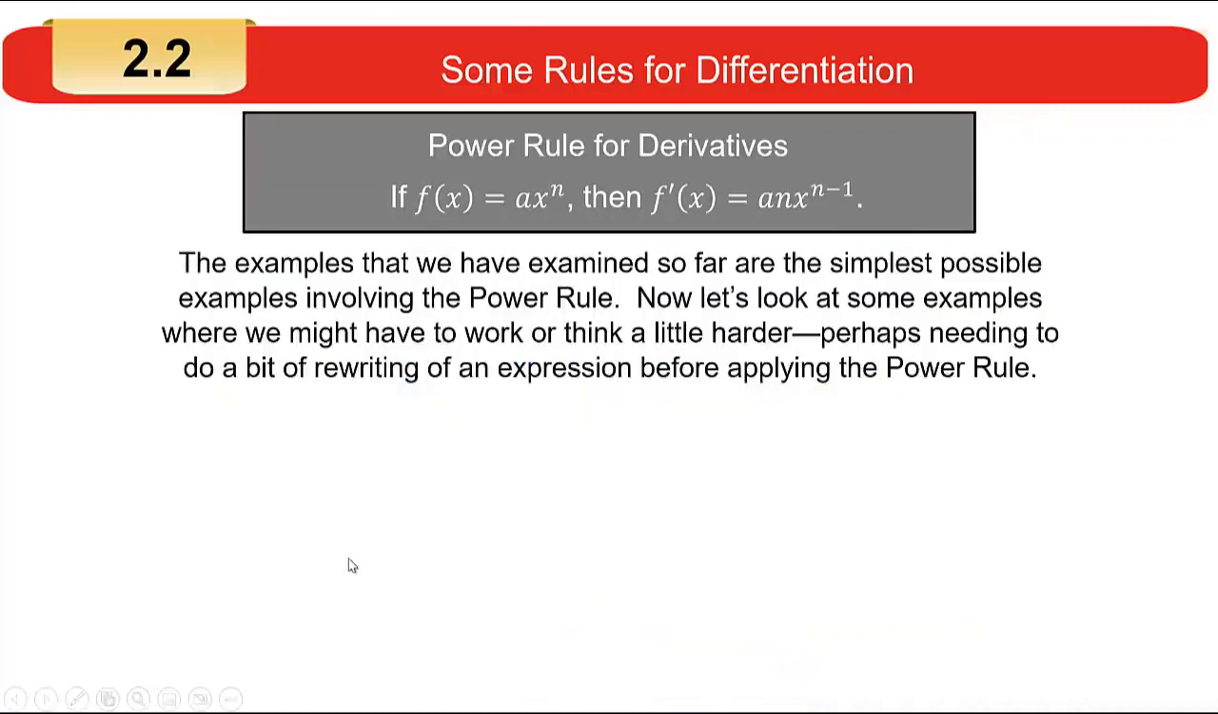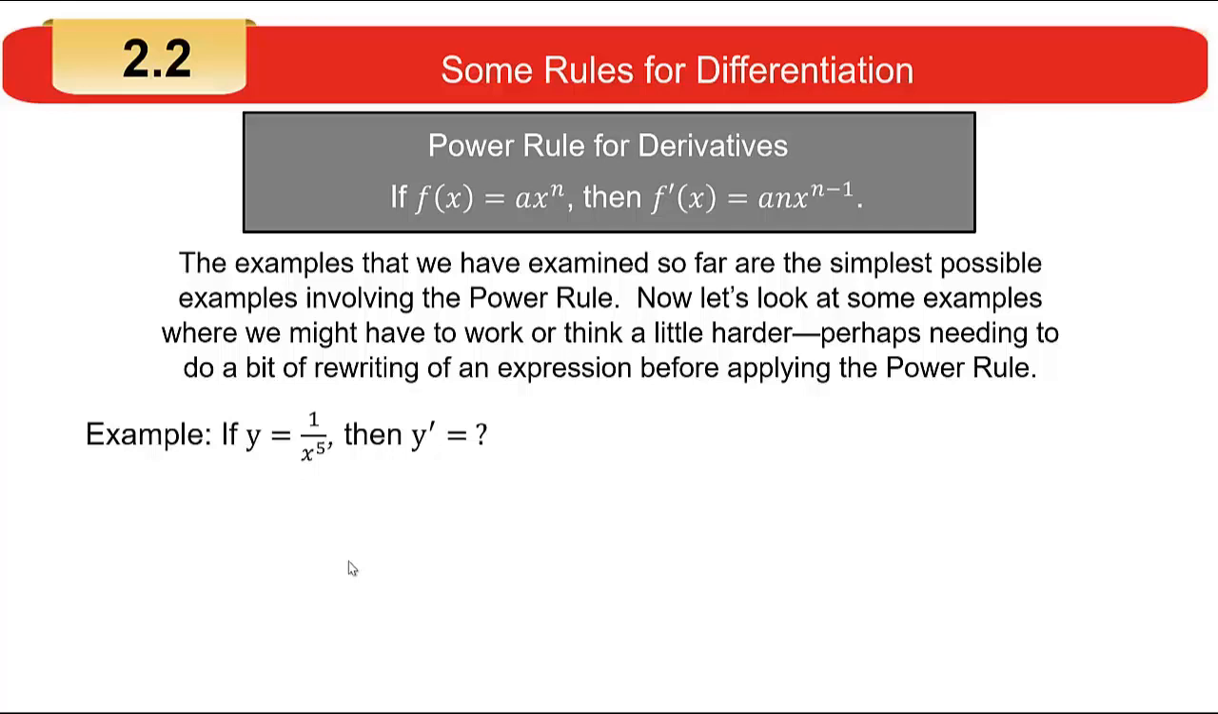Now, the ones we've done so far are the simplest possible examples of the power rule. You couldn't get much simpler than what we've done so far. But let's bump it up a little bit and look at some problems where maybe you have to either think or work a little bit harder. And maybe you have to rewrite something a little bit before you can actually apply the power rule. So we're going to bump the level up a little bit.